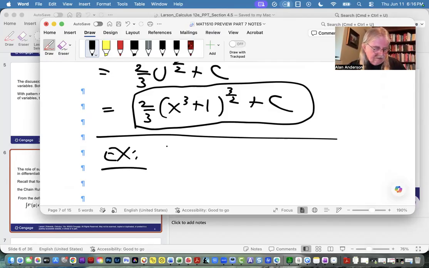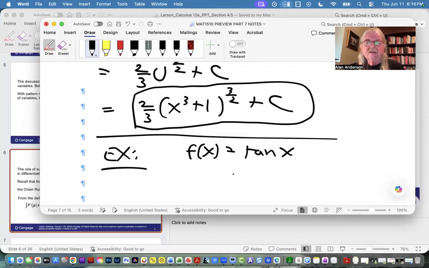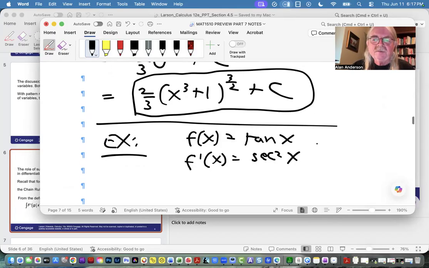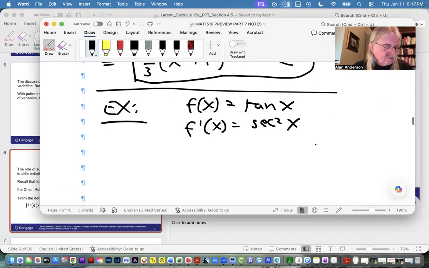if f of x is the tangent of x, f prime of x is the secant squared of x, just in case you forgot. Okay. It's like there's so many trig results. We can't possibly memorize them all, but just to refresh your memory. So the actual question is this.